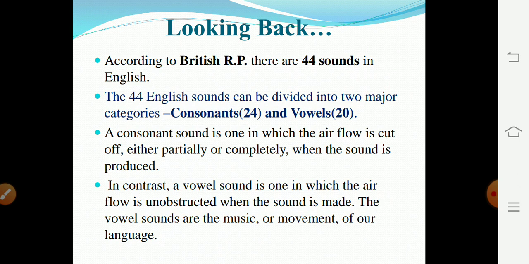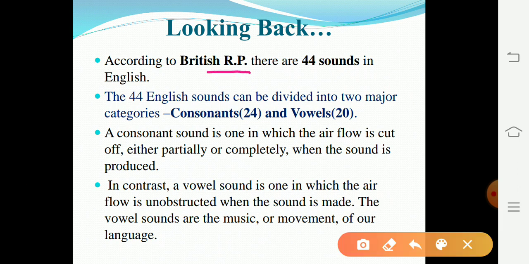In this video, Basics of Phonetics Part 3rd, we are going to do the detailed study of consonant sounds. Looking back, according to British RP, that is received pronunciation, there are 44 sounds in English. The 44 English sounds can be divided into two major categories: consonants, 24 in number, and vowels, 20 in number. All this we have discussed in our previous slides.